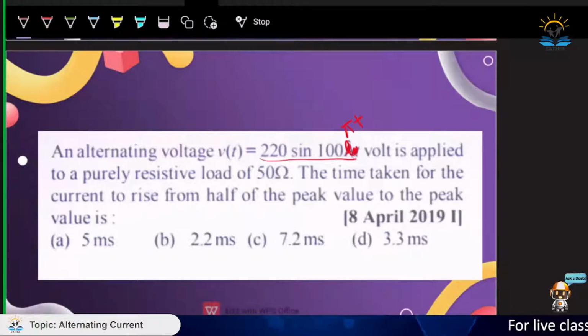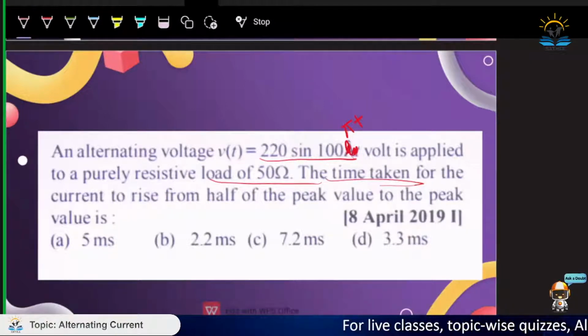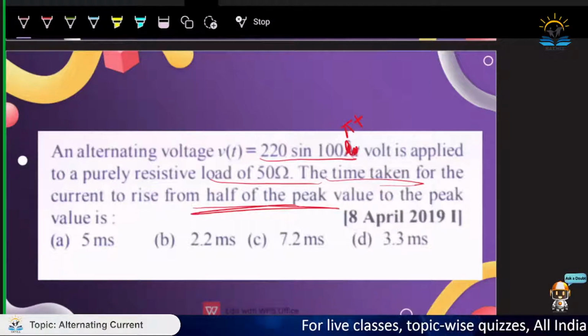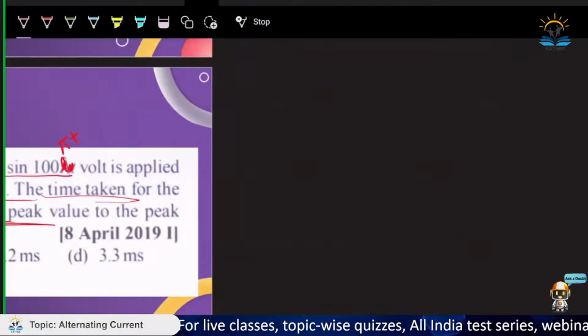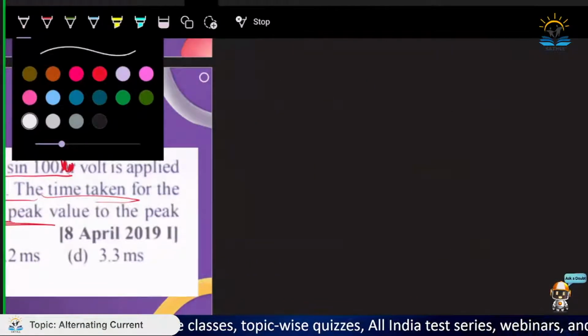220 sin 100 pi t volt is applied to a purely resistive load of 50 ohm. The time taken for the current to rise from half of the peak to the peak. Again, phasor diagram. So we have already known the concept.